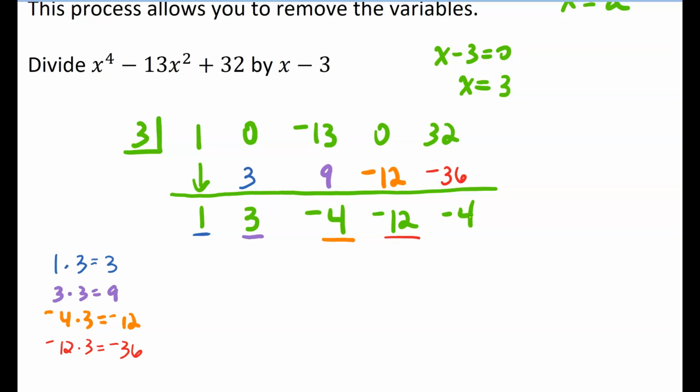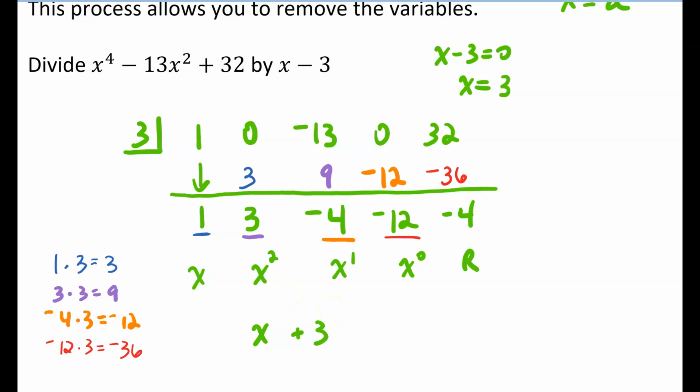And so what happens now is the last column is the remainder. And then it just goes in order from there. This is the x to the 0 term. This is the x to the first term. This is the x squared term. This is x to the 4th. So now I'm just going to put it all together. I have 1x to the 4th. That's x to the 4th. I have 3x squared plus, oh, sorry, thank you.